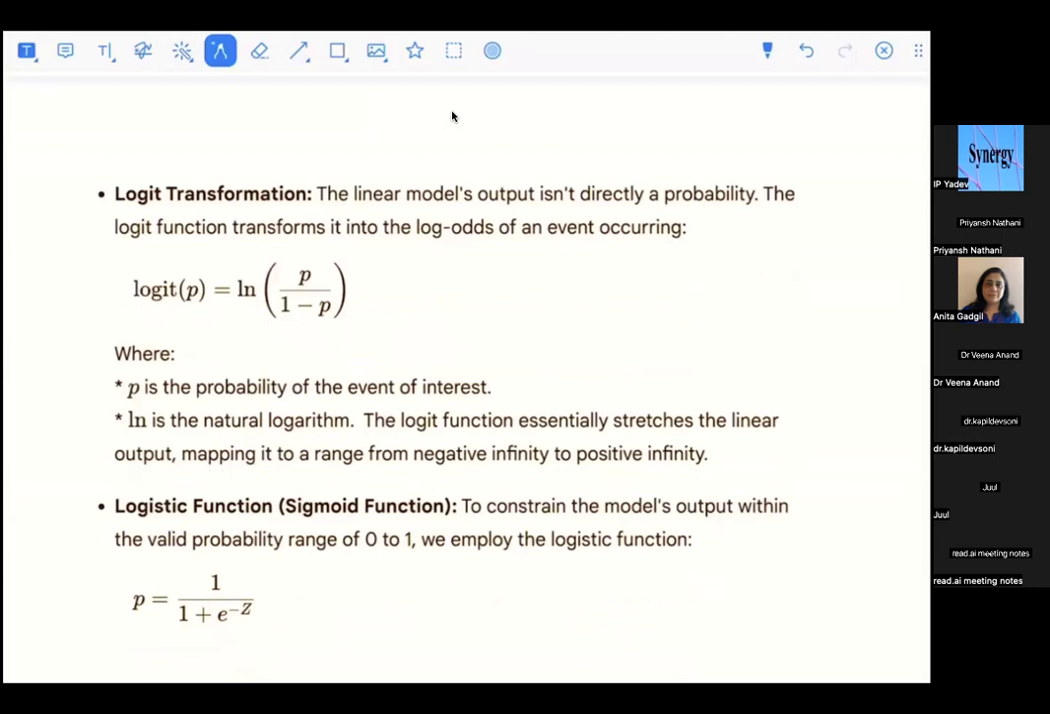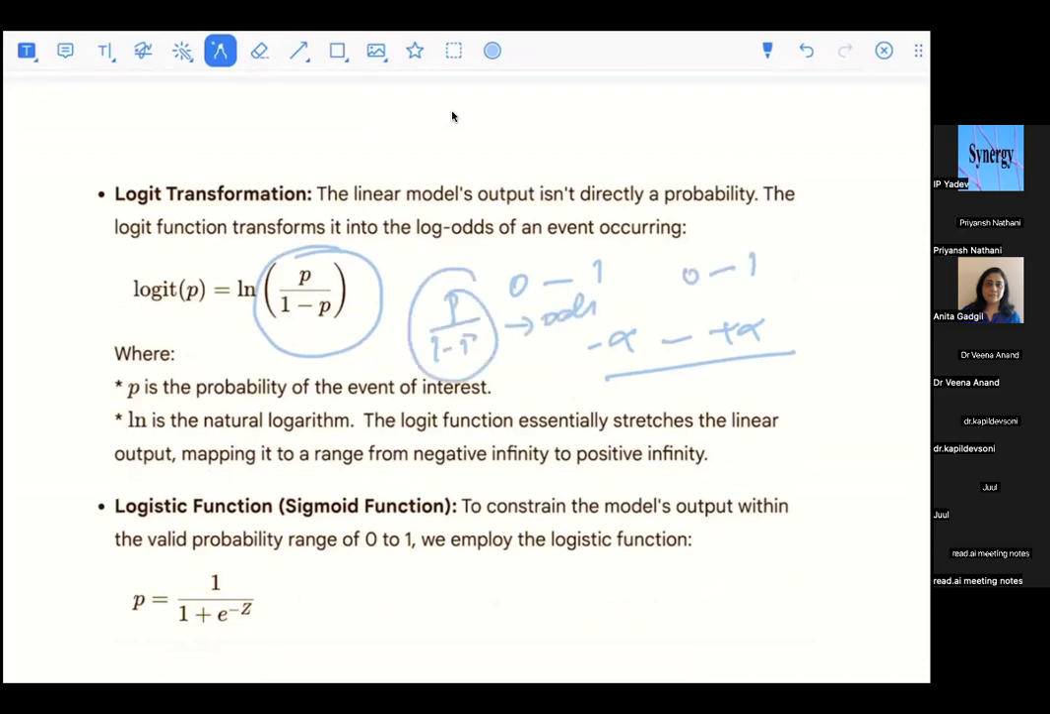So what happens is, I told you the probability is bound between 0 and 1. But the linear predictor should be between minus infinity and plus infinity. So this p by 1 minus p is actually an odds. Odds is bound by 0 to 1. So when you take the log of odds, it becomes minus infinity to plus infinity.